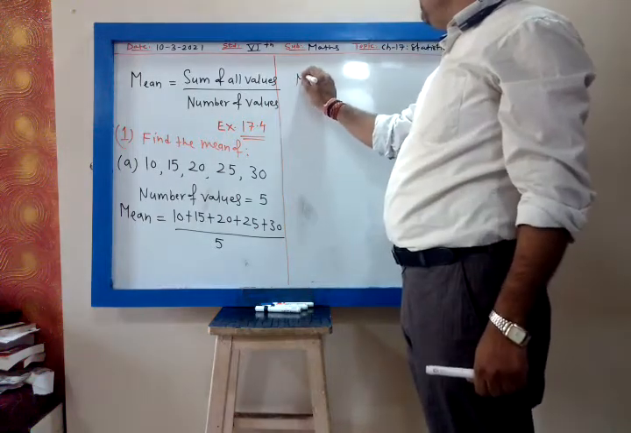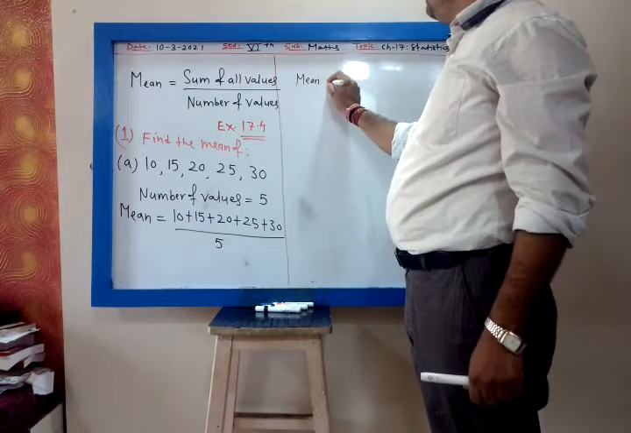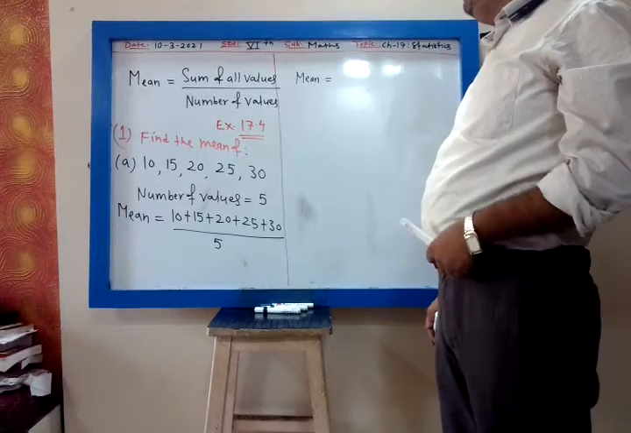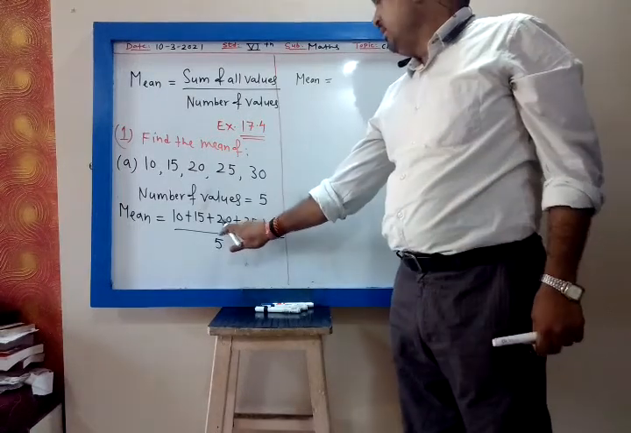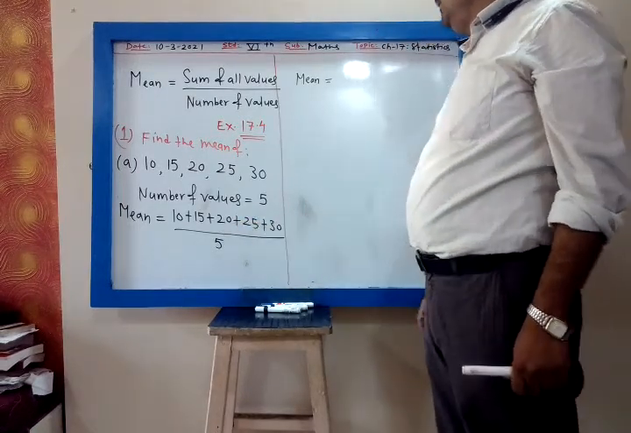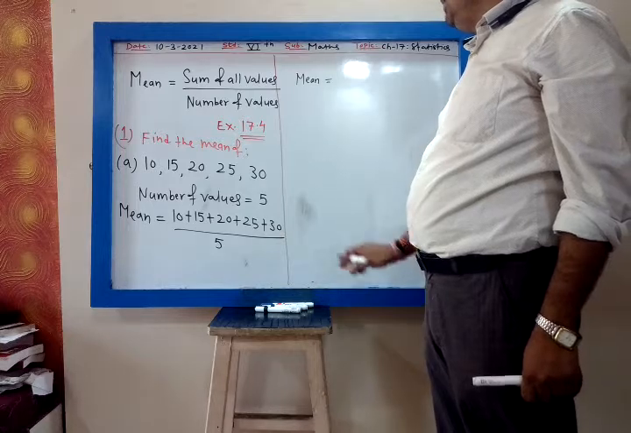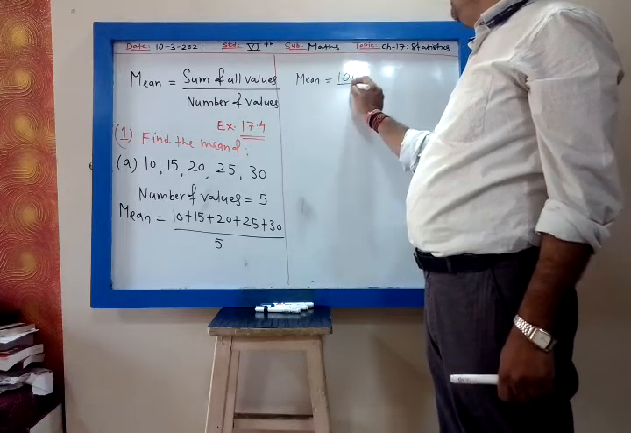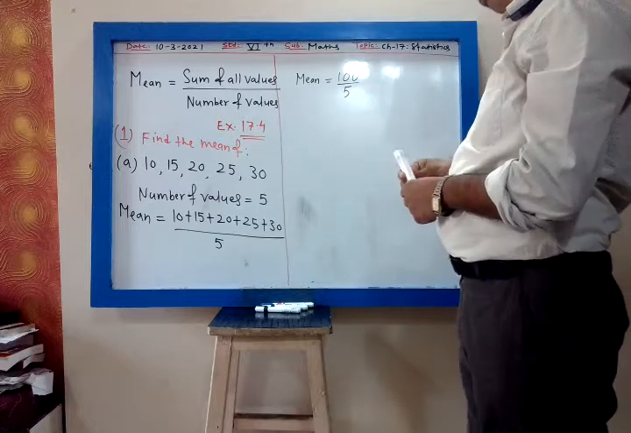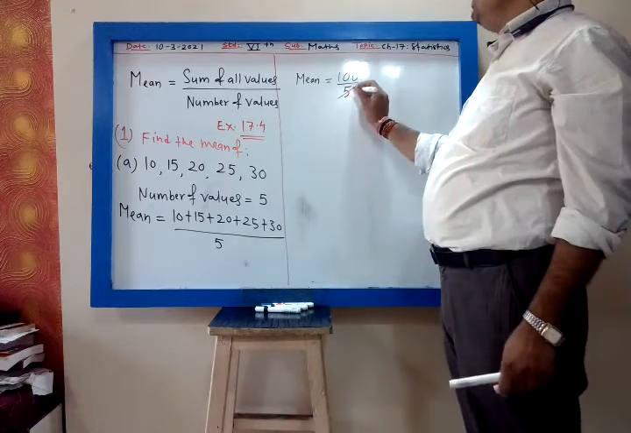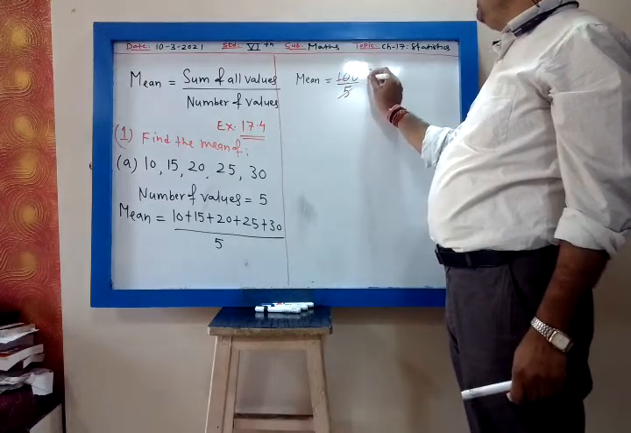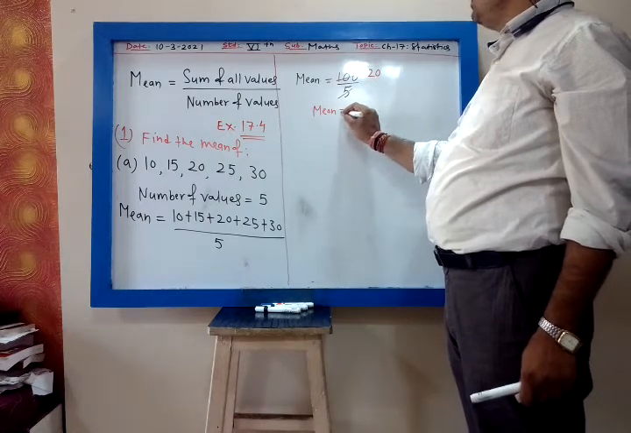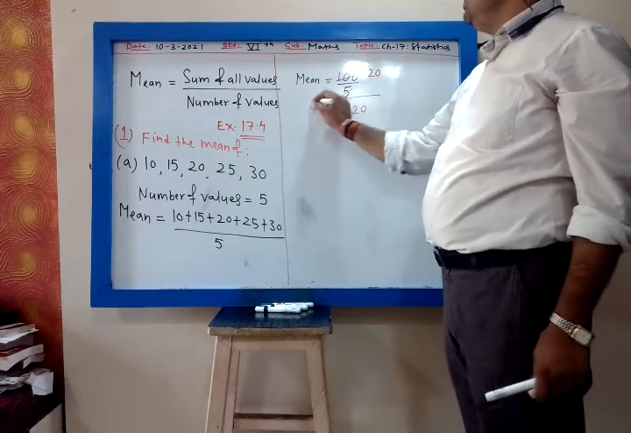So the mean value will be: 10 plus 15, 25. 25 plus 20, 45. 45 plus 25 is 70. 70 plus 30 is 100. 100 divided by 5. So you can cancel. 5 ones are 5, 5 fours are 20. So the answer is, mean value is 20.